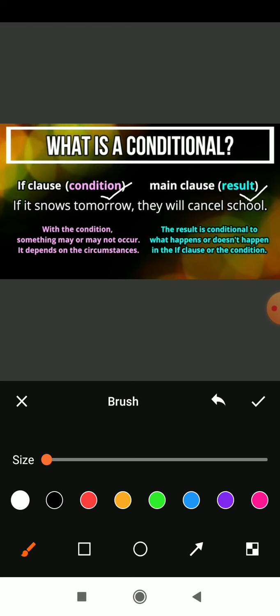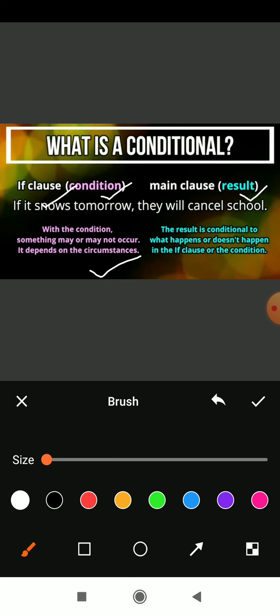Here we have an example: if it snows tomorrow, they will cancel school. What does it mean? Let's read with some explanation. With a condition, something may or may not occur. It depends on the circumstances. So here we have a condition. Something may or may not occur, depending on the circumstances. Then we can call it an if clause.